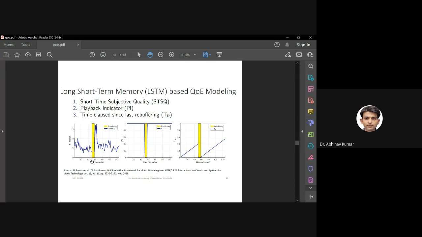And here again, with rebuffering, we are trying to capture what happens to, for example, the STSQ, the short-term subjective quality, right? And then there is a playback indicator, which essentially, in the rebuffering case, goes to 0. There is no playback happening. If playback is happening, the indicator is 1, right? And then we can also have something called the time elapsed since last rebuffering. So this was another thing we figured out affects our quality of experience. If it has been a while since there is no rebuffering happening, it affects, as an input, what our current quality of experience is.